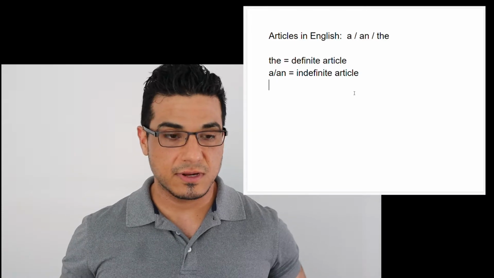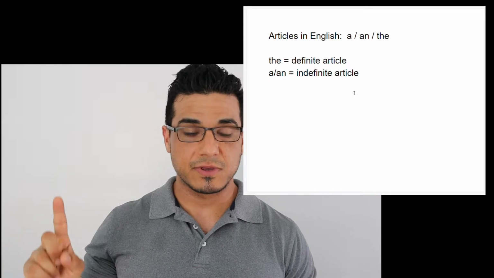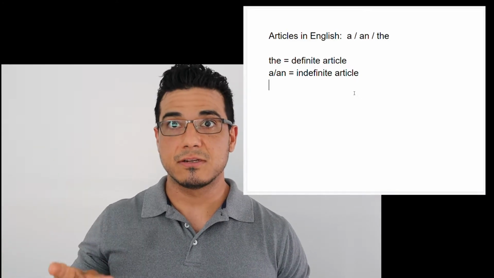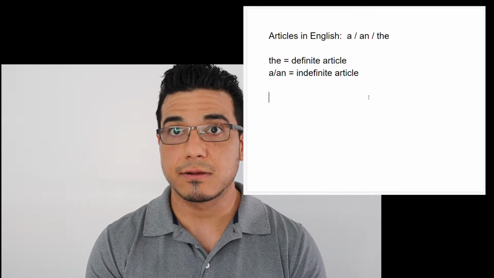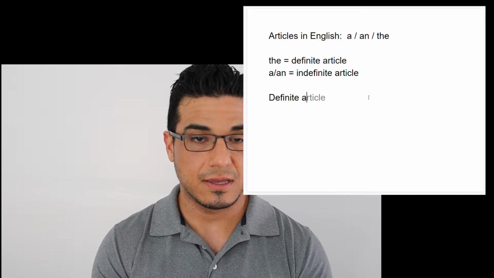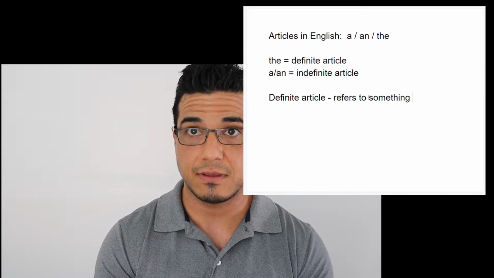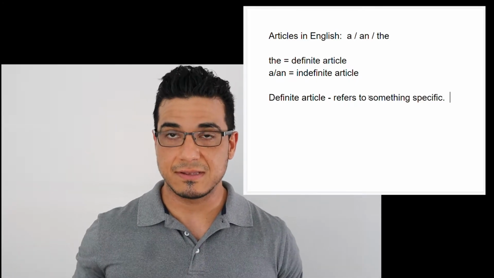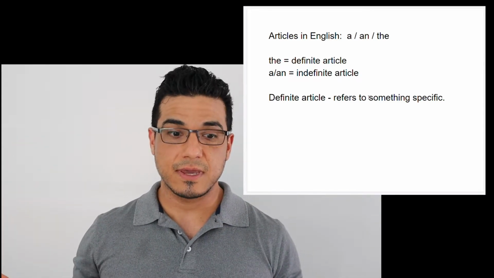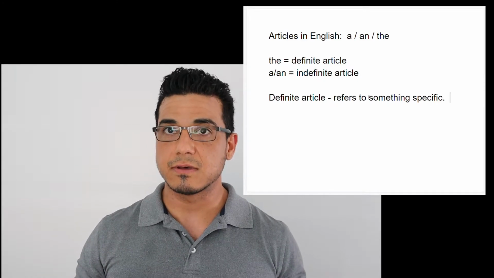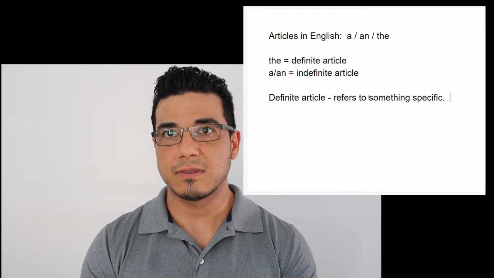All right, so looking at the screen, you'll notice that I have the listed as what's known as a definite article, and I'll explain. While a and an, which are interchangeable, are identified as an indefinite article. So just to clarify, a definite article refers to something specific, all right? And I should also add, all articles will point towards a noun. So a definite article, in this case the, will point towards a specific noun, right? And we'll talk more about that.